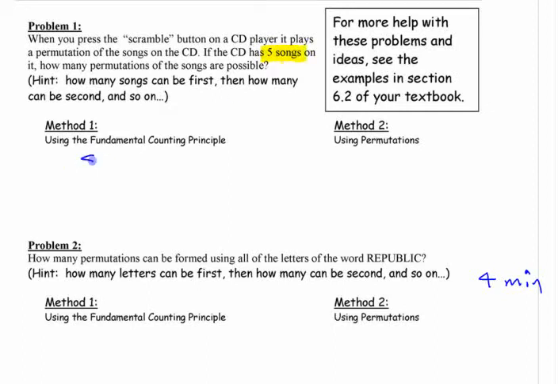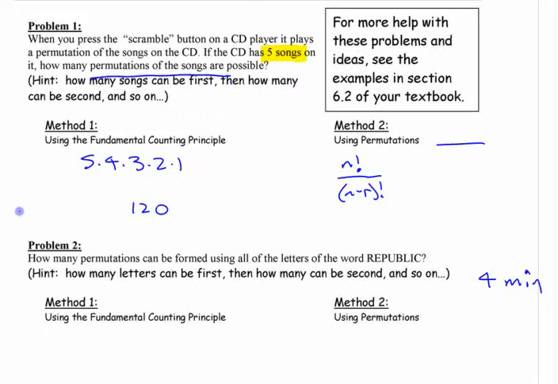You can use the fundamental counting principle and just count how many go in each spot. Or you can use the permutations formula. That's what I meant here. The permutations formula is n factorial over n minus r factorial. Or in other words, the arrangements of all of them divided by the ones you are not choosing. Since here it says how many permutations of all the songs.